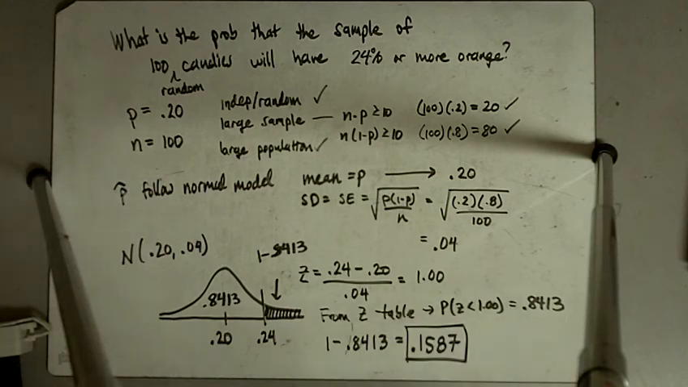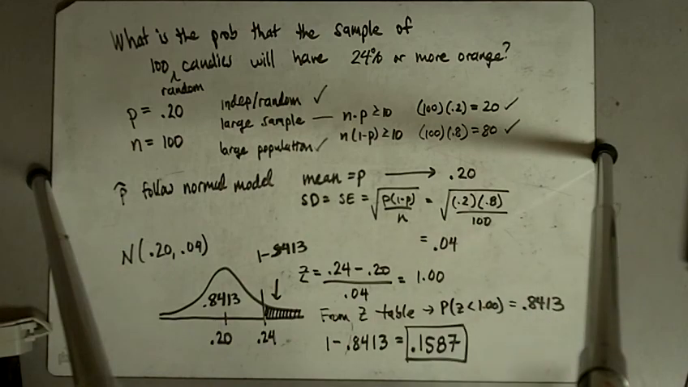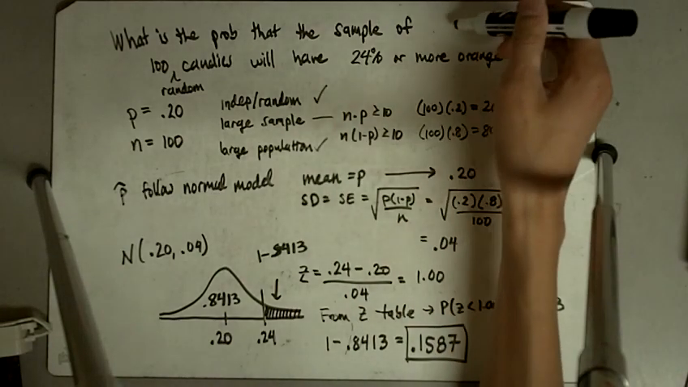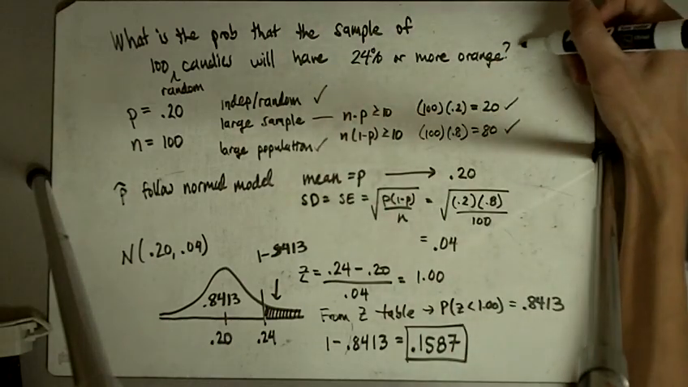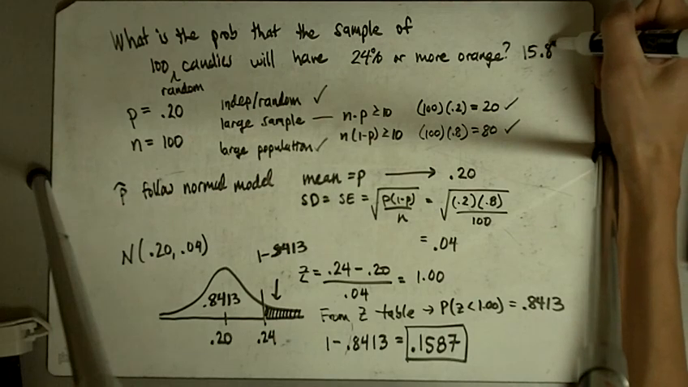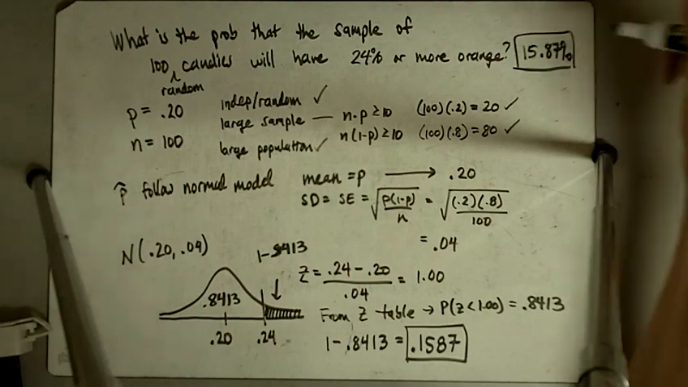This is my answer. Again, this is not any more complicated than a normal model problem, but you just have to figure out the mean and standard deviation first. So what is the probability that a sample of 100 candies will have 24% or more orange? The answer to that is 15.87%. That's the probability there.